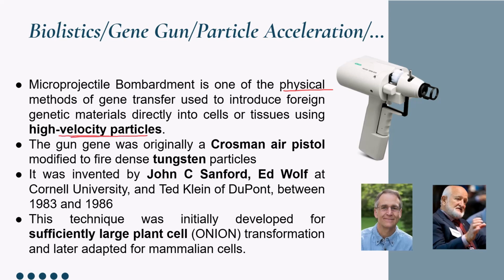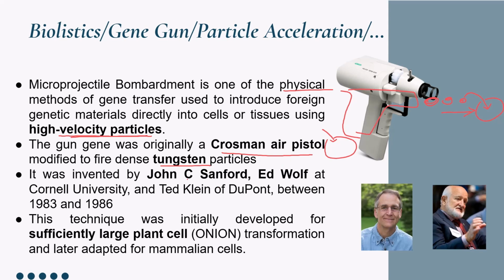So here what we use is like a gun, and we use high velocity particles. We shoot it into the cells, and these high velocity particles penetrate into the cells, just like a gun. It was originally developed on a Crossman air pistol, and this pistol was initially used to fire tungsten particles. So this tungsten will be coated with the genetic material, right? And these tungsten particles will be fired into the cells. So the cells will acquire the genetic material. So this is how it was done initially.